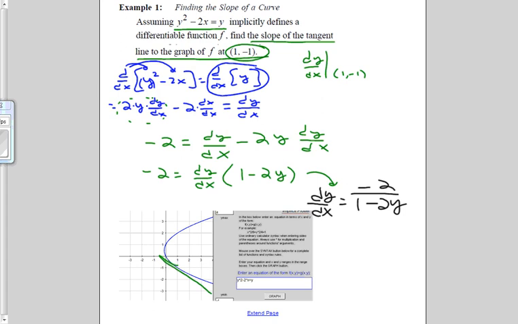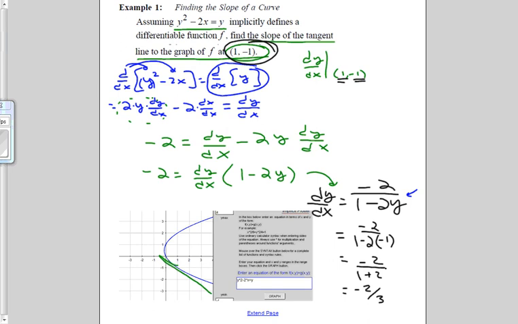Interesting that it depends only on y. It doesn't depend on x. So we want to find dy/dx at this point, when x equals 1 and y equals negative 1. Well, my equation only depends on y. So to find it at that point, this is going to equal negative 2 over 1 minus 2 times the y value, negative 1, which equals negative 2 over 1 plus 2, which is negative 2/3.